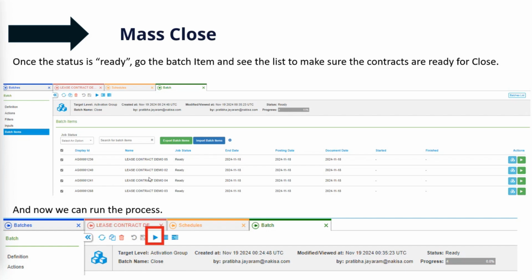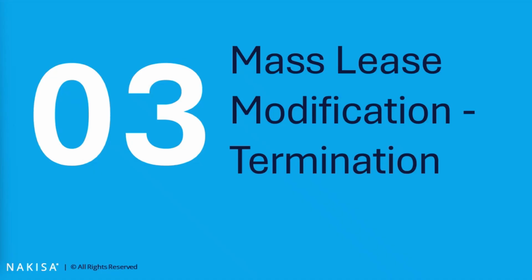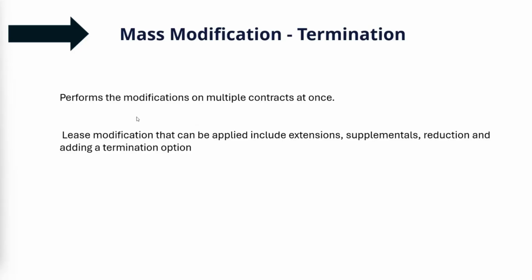Okay, let's move on to mass modification. We can add a termination option to a large number of contracts using the mass lease modification. Mass lease modification allows us to perform modification on multiple contracts at once. Lease modifications that can be applied include extensions, supplements, reductions, and even adding a termination option.